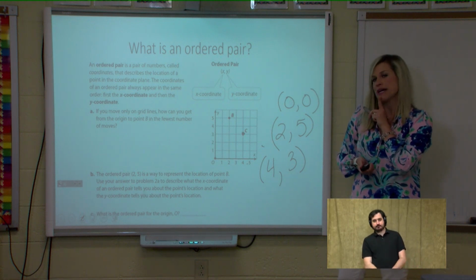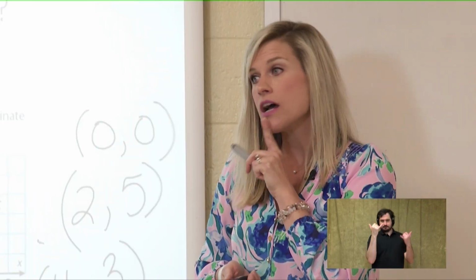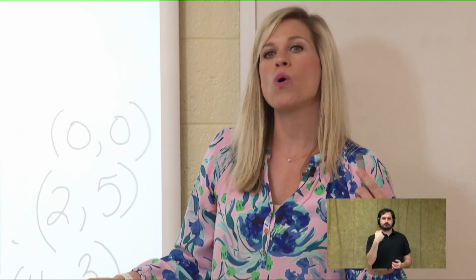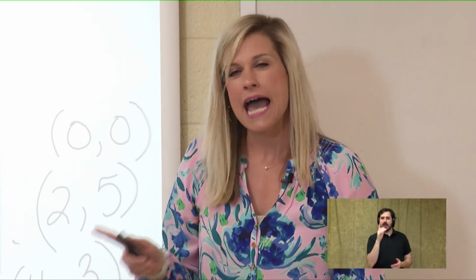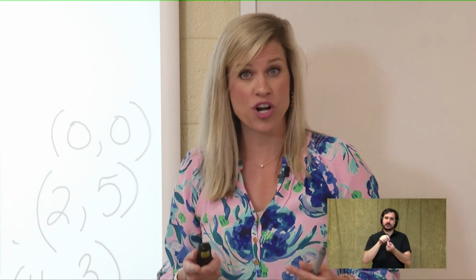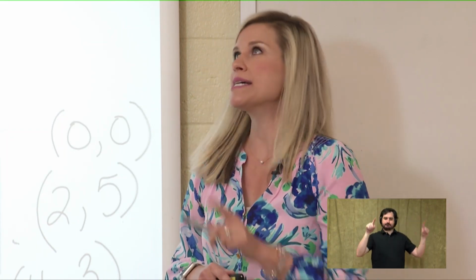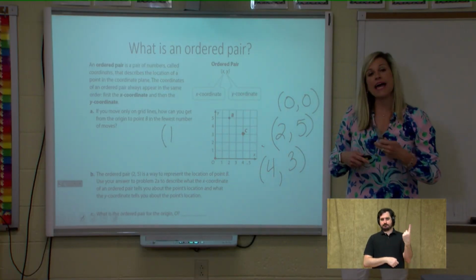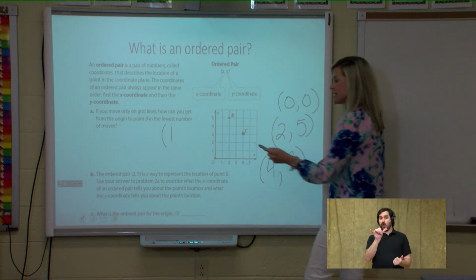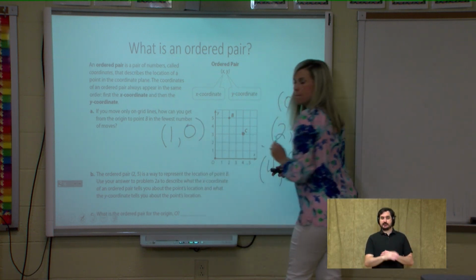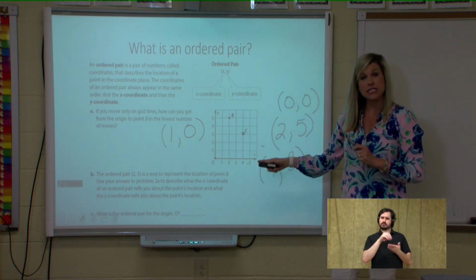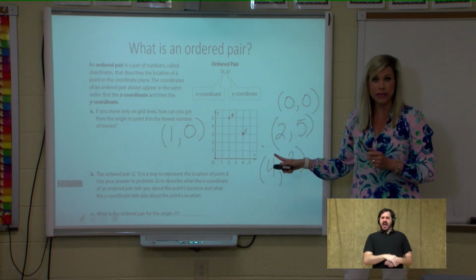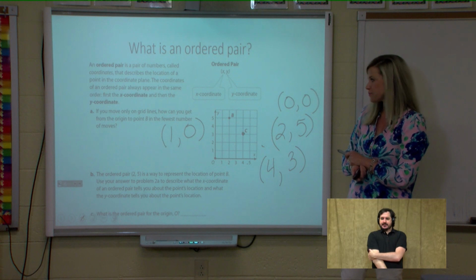Now, what if I asked you right now to plot a new point? If I'm looking here, what if I asked you to plot point D? And I told you that the coordinates for X was 1, and then Y was 0. Where do you think point D would be put in this coordinate plane? I want you to think about that for just a second.